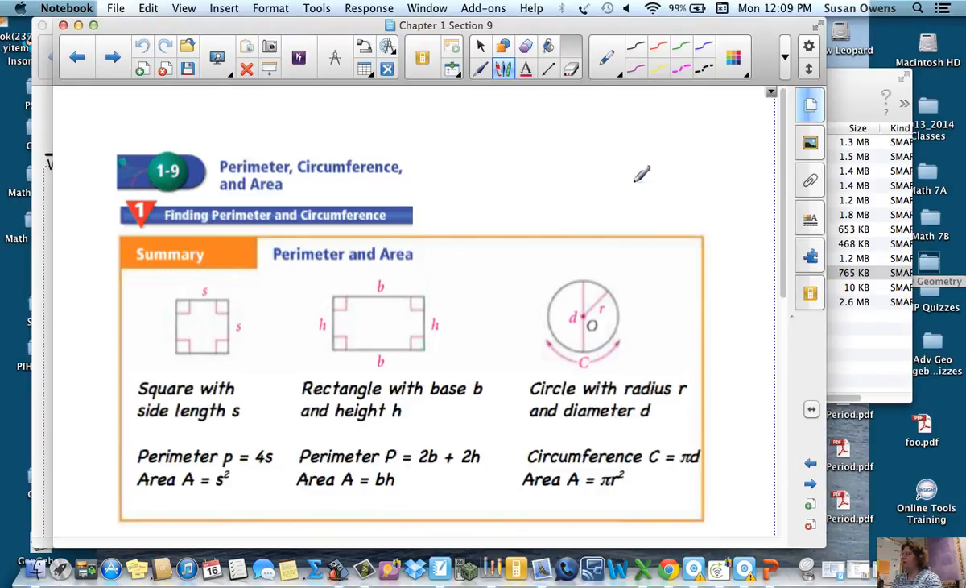Today's video is for Advanced Geometry, Chapter 1, Section 9, Perimeters, Circumference, and Area. So we start out with some basic definitions.